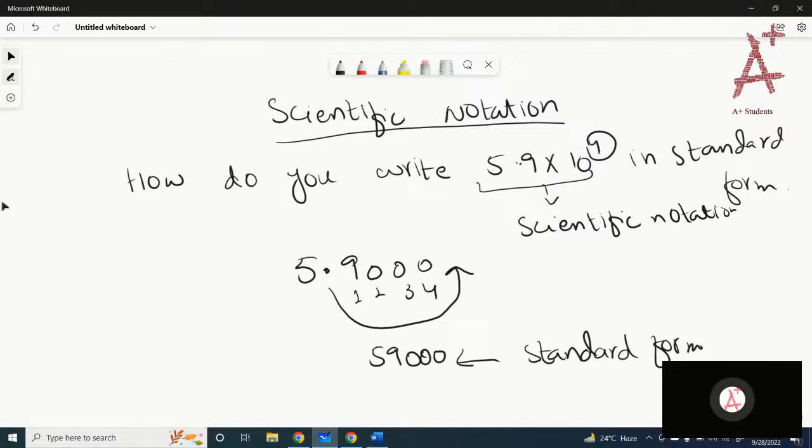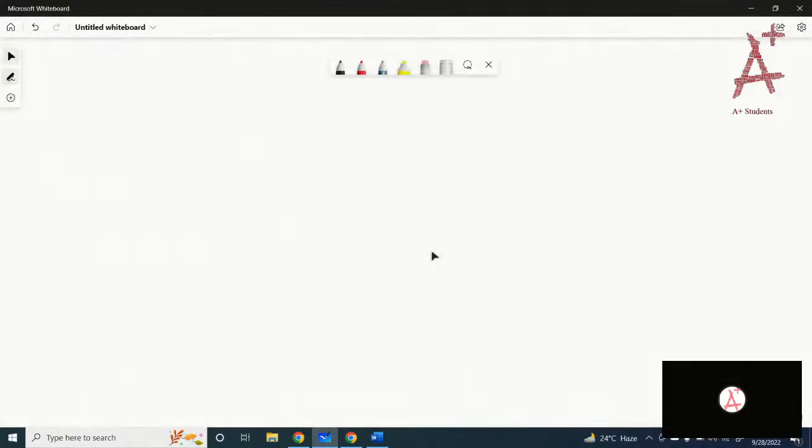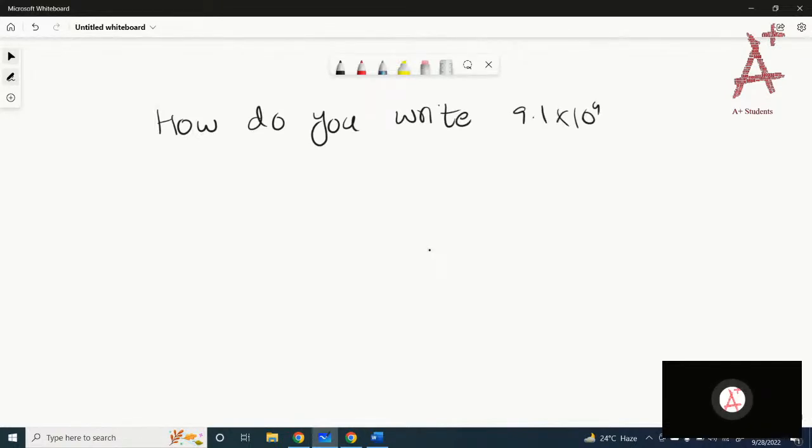Okay, the next one is, how do you write 9.1 times 10 exponent 4 in standard form? Again, you are given the number in scientific notation. You have to write the number in standard form. So you have to look for the power of 10. The power of 10 is 4. Exponent of the 10 is 4.